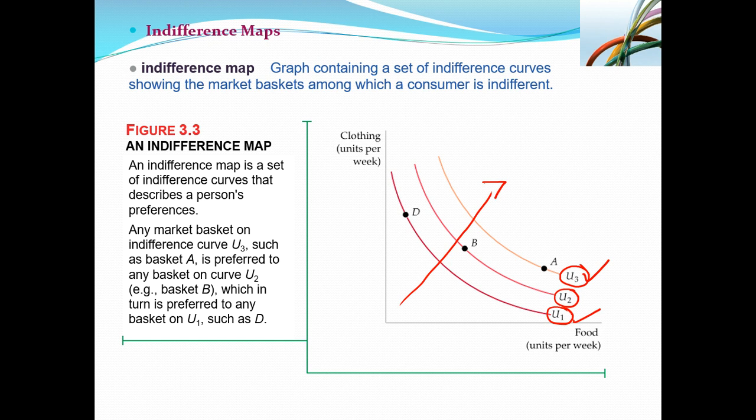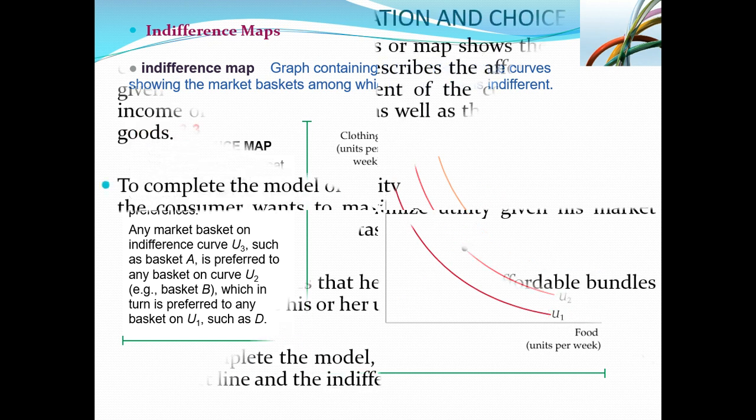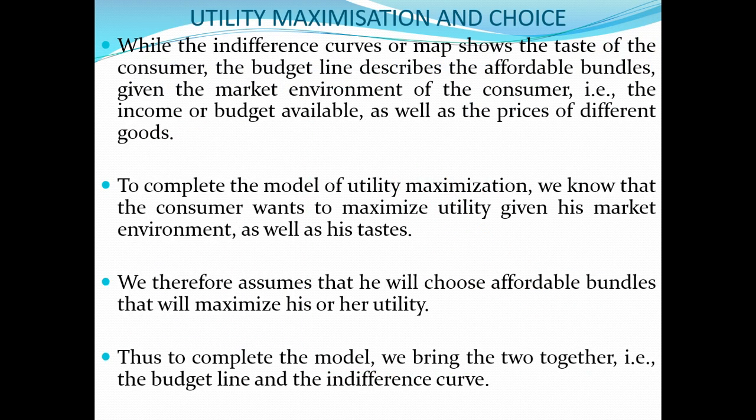Right? So therefore the least is D, the most is A. Why? Because as we are moving away from the origin, the level of utility increases. So now what we want is to find the most affordable bundle that will maximize the consumer utility.